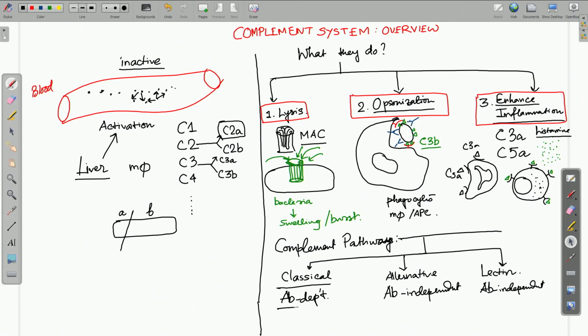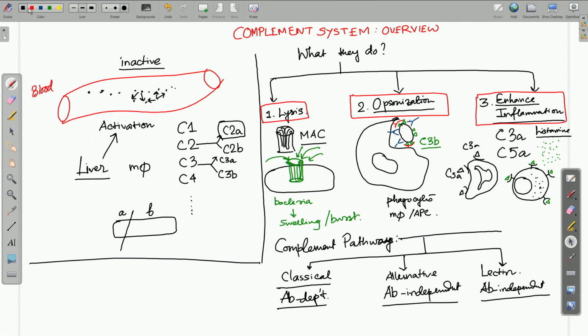So, this is an antibody dependent pathway, this is an antibody independent pathway, and this is also an antibody independent pathway. So, a classical complement pathway usually is activated only when there is an antigen to antibody interaction. When antigen to antibody interaction is initiated, then only it starts to work.